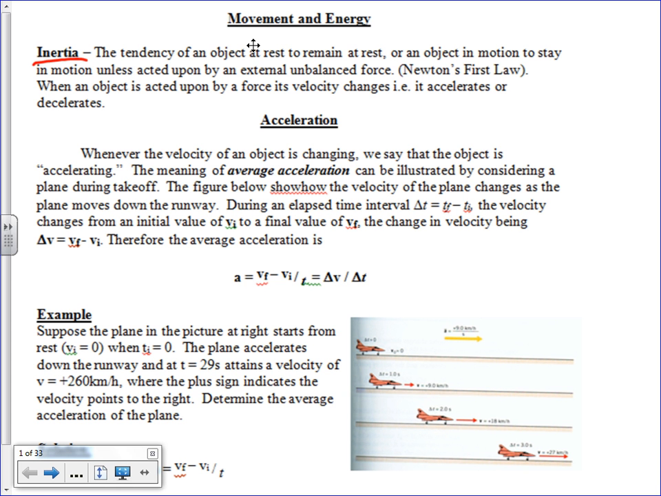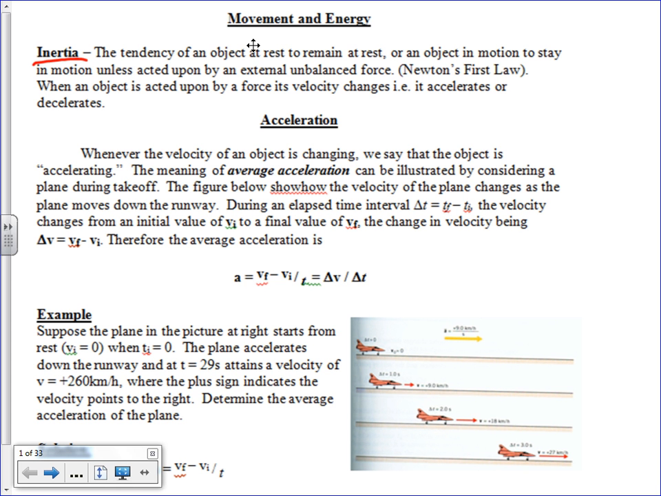Now acceleration. Acceleration happens when there's a change in velocity. So if I'm standing still and then suddenly I start running, then my velocity is changing. It goes from 0 to some other value. Everybody with me there? So acceleration, very strictly, is a change in velocity over time.